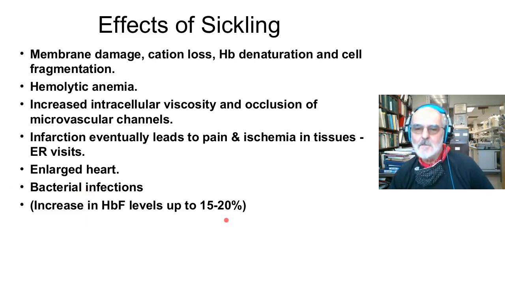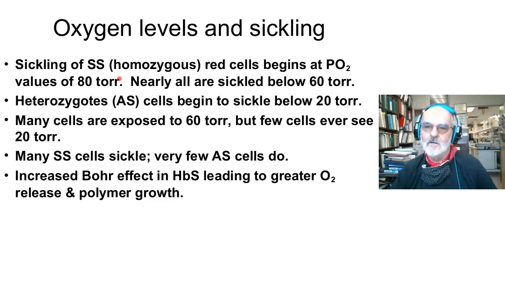And in some sickle cell patients, for some reason, they end up with higher persistent fetal hemoglobin expression, which is actually ameliorating, which reduces a lot of these phenomena. So this slide is repeating a lot of the things that I've already said. Sickling of red blood cells in SS patients begins below about 80 torr, in terms of partial pressure of oxygen. And then you can get significant sickling below 60 and certainly down to 20.